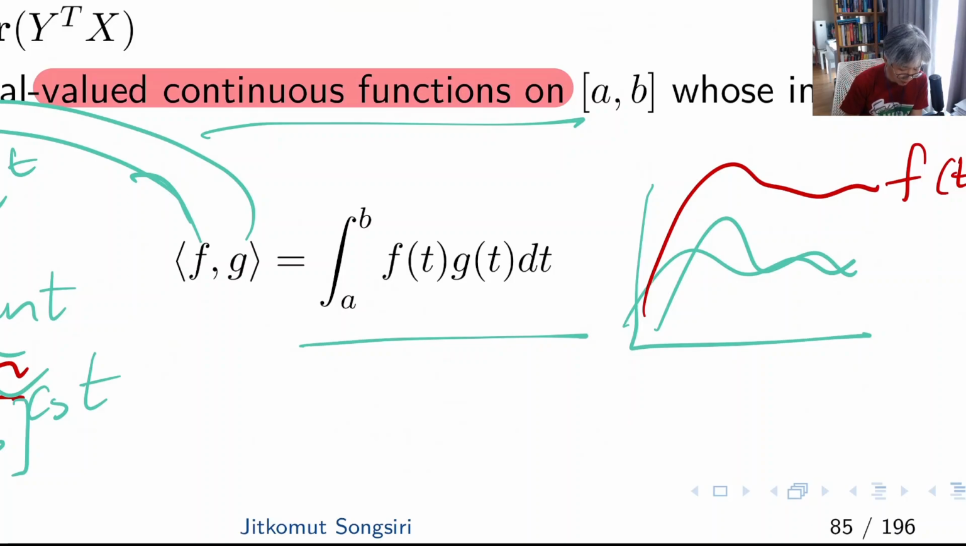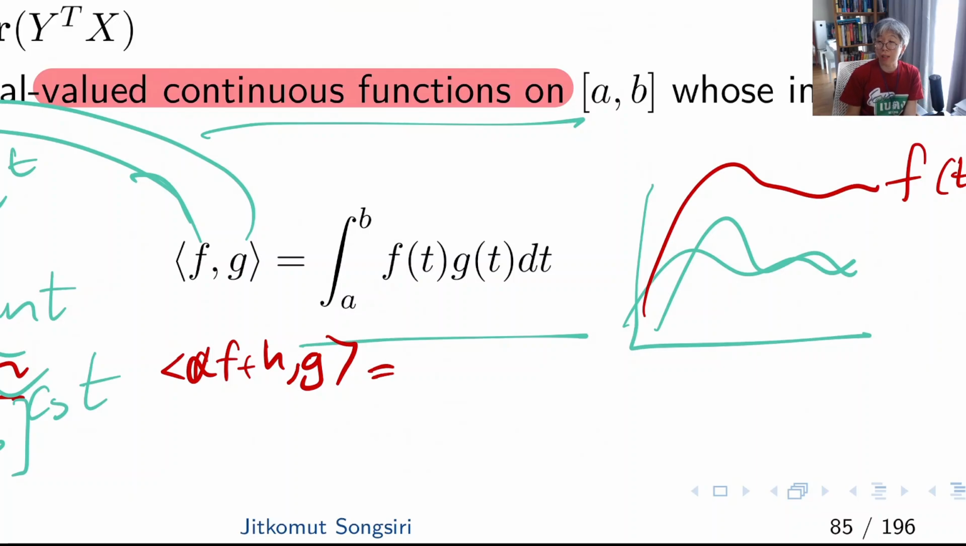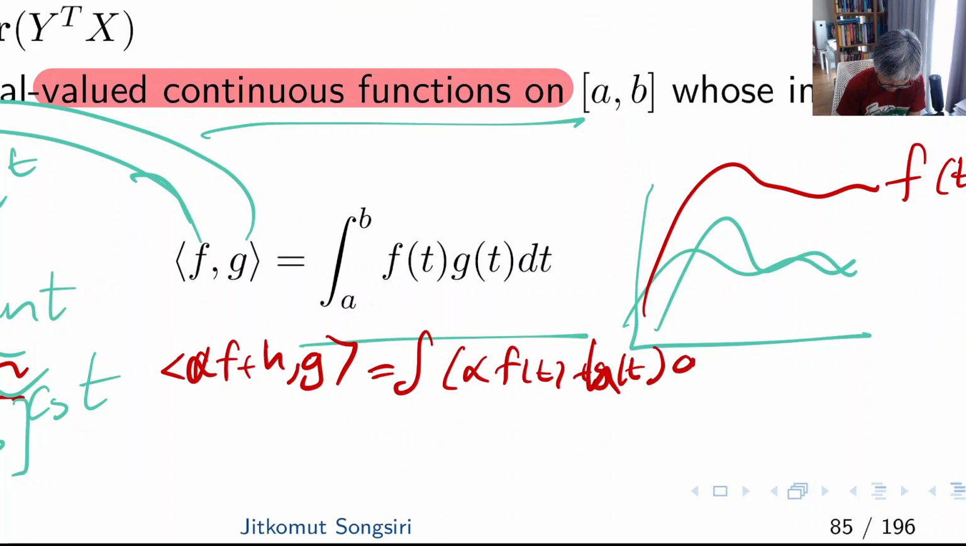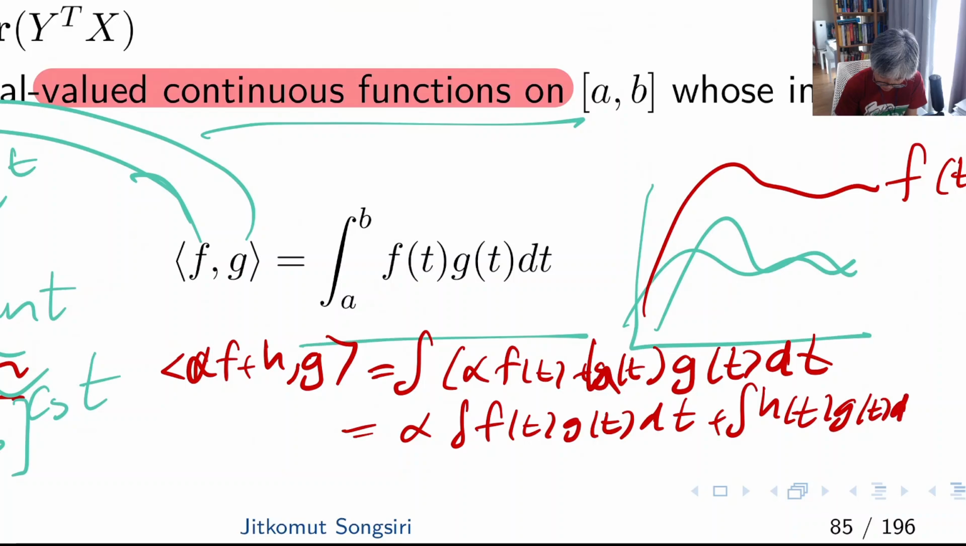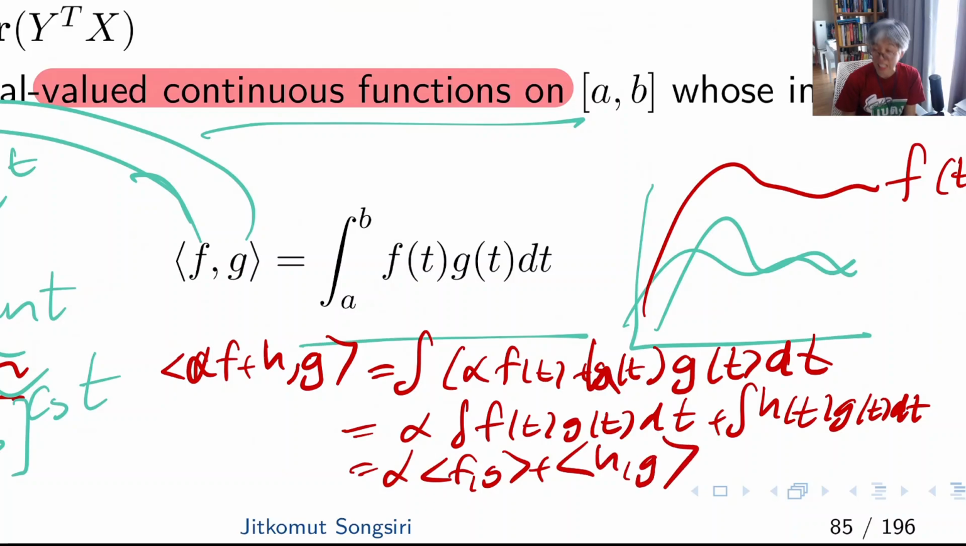I'm going to show the linearity first: alpha f plus h, and g, right? So I'm going to check whether it satisfies the inner product properties. So this is the integral of alpha f(t) plus h(t), times g(t) dt. I hope it's clear that this is the integral of f(t)g(t) plus the integral of h(t)g(t) dt. So this is the inner product between f and g plus the inner product between h and g. You have linearity in the first argument.